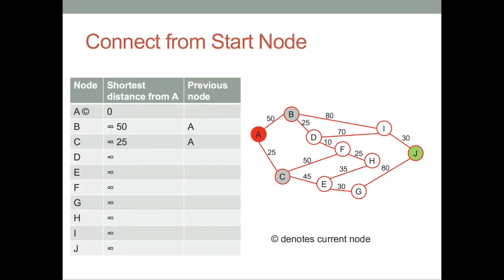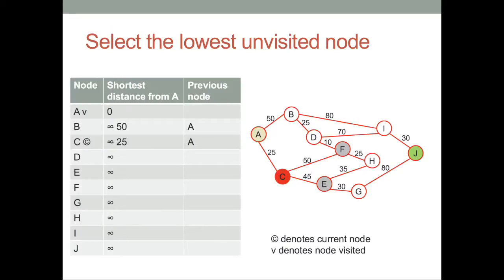We mark the A node to show that it's the current node. Node A is linked to nodes B and C, so the next thing to do is to replace the infinity distance with the values from the graph, in this case 50 and 25. The infinity distance is crossed out to show that it's no longer relevant. We also write the current node into the previous node's field, so we know how that node was reached. We now mark the A node as visited, denoted by a V.